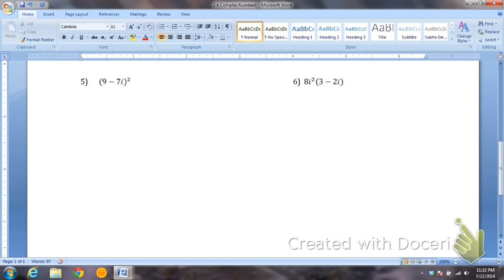Alright, in problem number 5, I have 9 minus 7i squared. You guys remember what that really means? Yes, it means we actually have to write it twice, right? So this really means I have another 9 minus 7i here. And now, again, this becomes a problem that you can distribute, or you can FOIL, or you can use the box. So let's go ahead and do that. Whichever method you prefer.